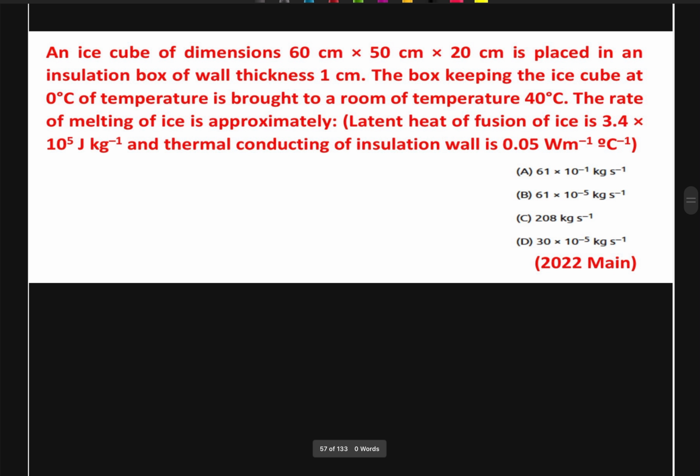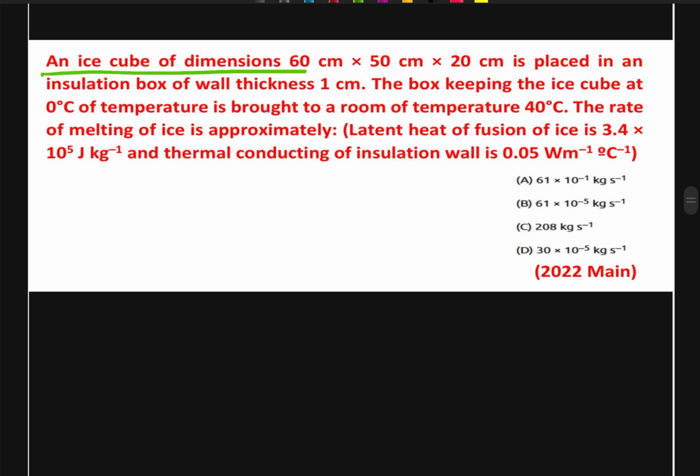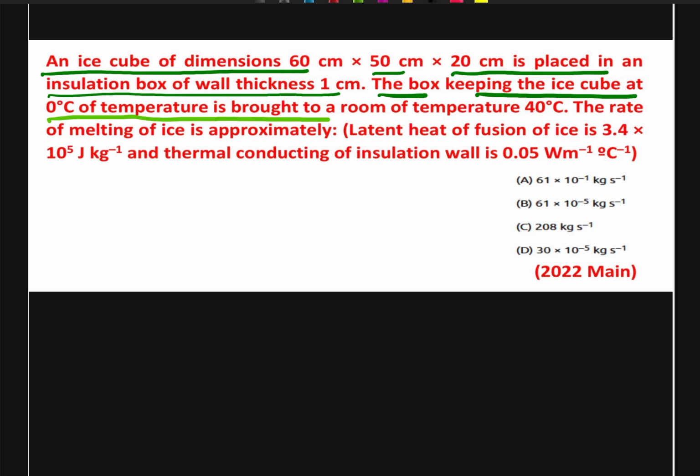It states that an ice cube of dimension 60 by 50 by 20 is placed in an insulation box of wall thickness 1 centimeter. The box, keeping the ice cube at 0 degree temperature, is brought to a room temperature of 40 degree centigrade. The rate of melting of ice is approximately equal to. So we have to find out the rate of melting of ice. For that, first of all, we have to find out the heat transfer rate. From that we can find out the rate of melting of the ice.